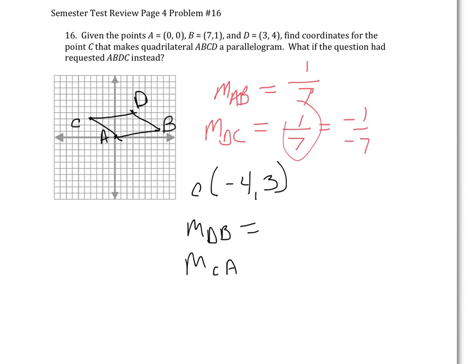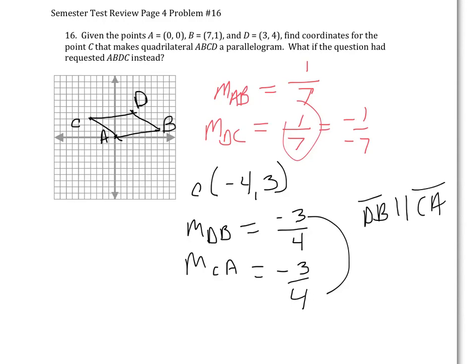From D to B, it looks like I go down 3 and to the right 4. Well, from C to A, I also go down 3 and to the right 4. So since these two slopes are the same, I know that DB is parallel to CA. And I purposefully constructed that AB would be parallel to CD. So therefore I know that it's a parallelogram.